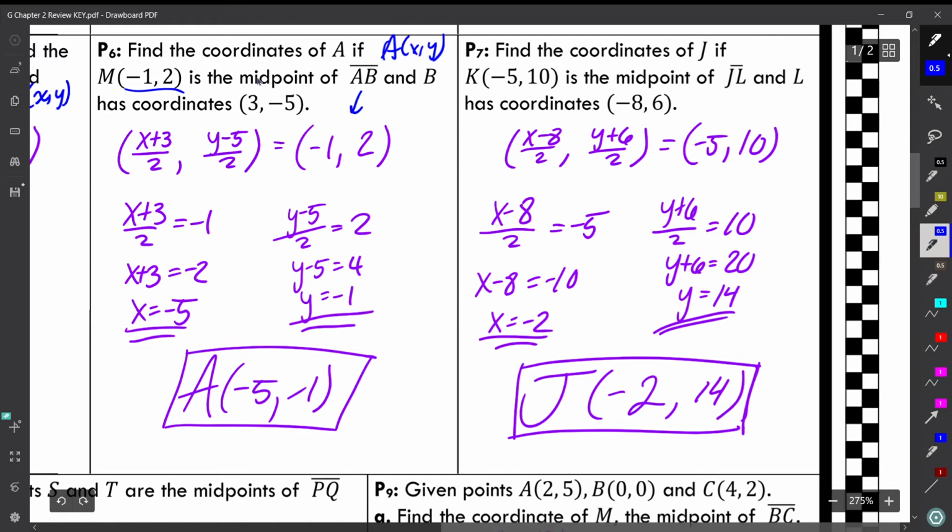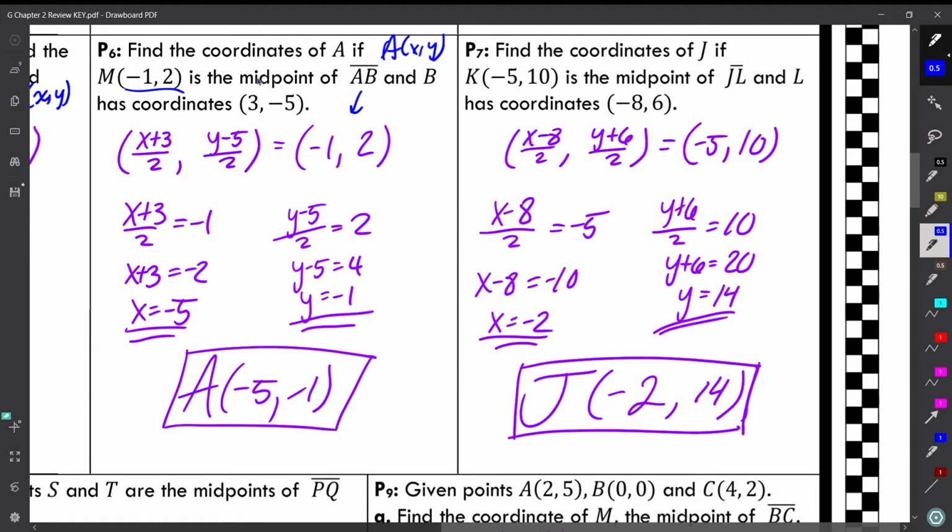Again, doing the same thing one more time, okay? Follow the same process for that. So look, my midpoint is -5, 10. That's why it's on the right side. -8, 6 is one of the endpoints, so x minus 8 over 2 would represent the x with the missing endpoint in there, and then y plus 6 over 2.